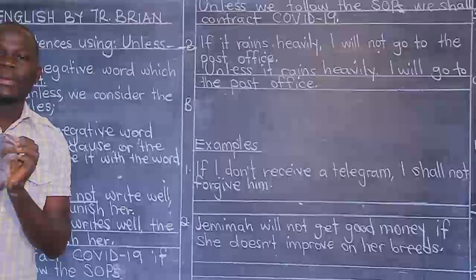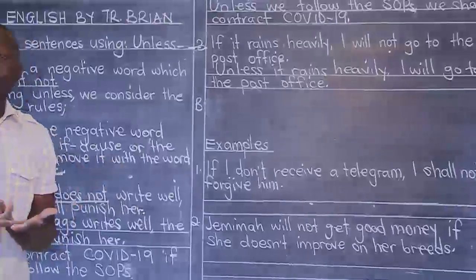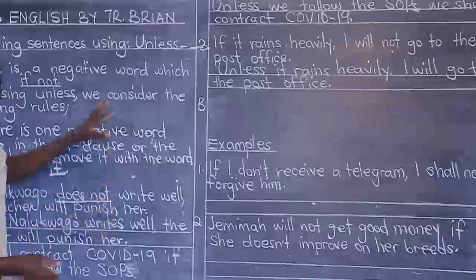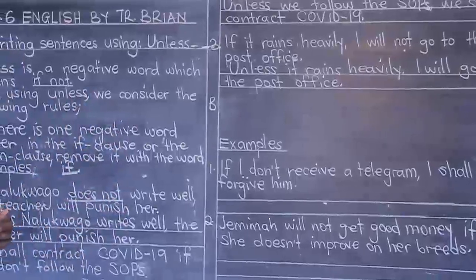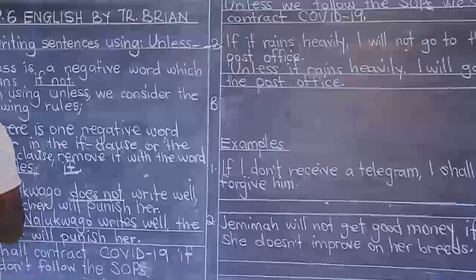That's how we apply rule number 1, where we say if there is one negative word, remove it together with the word if, as I've showed you in these 3 examples. Let's go to rule number 2. What does rule number 2 tell us?